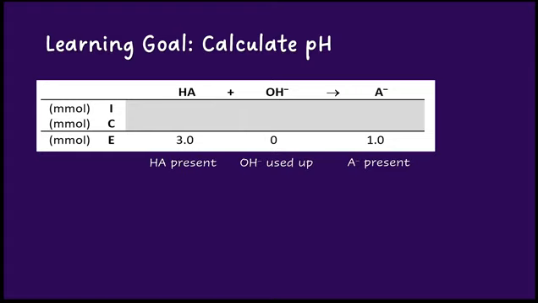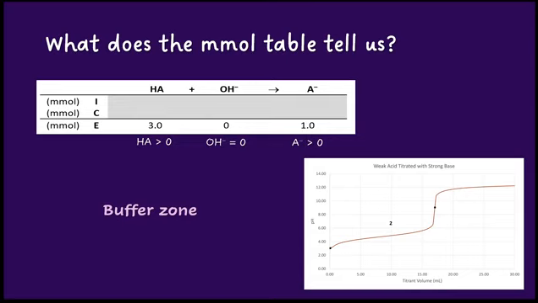In this sample millimole table, we are only looking at the E row. Here we see that hydroxide is used up and that the solution contains both the conjugate acid HA and its conjugate base A-. Whenever we have a solution containing both conjugates, we have a buffer. This means that our reaction progress is in region 2 of the titration curve, which is called the buffer zone. HA and A- can be any values, as long as they are both greater than 0. Here, we're looking at the situation where they are not equal to each other.